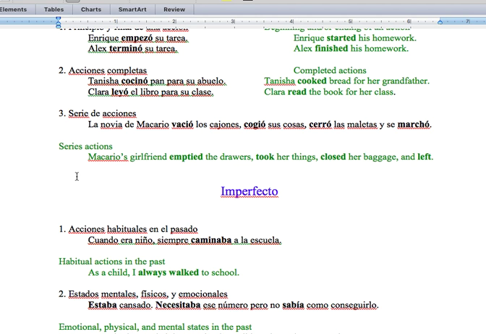And this is the example sentence. La novia de Macario vació los cajones, cogió sus cosas, cerró las maletas y se marchó. In English, the series of actions is Macario's girlfriend emptied the drawers, took her things, closed her baggage, and she left. You'd say that in the preterite, right? Okay.